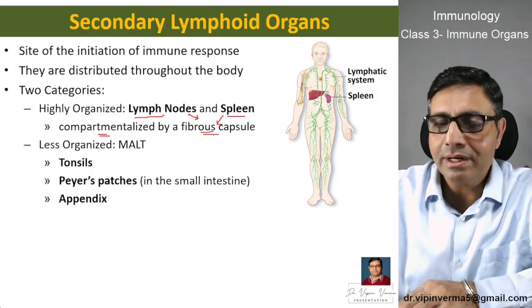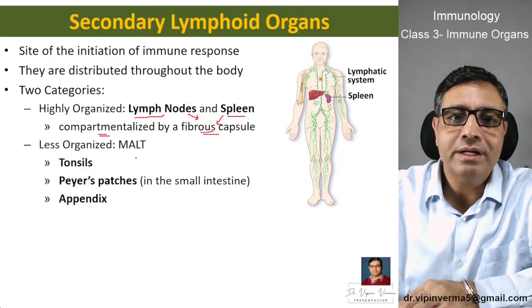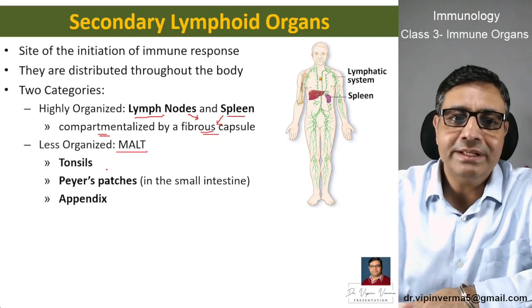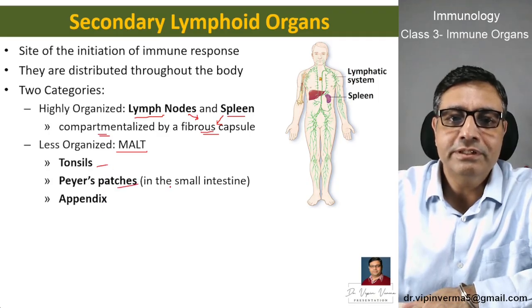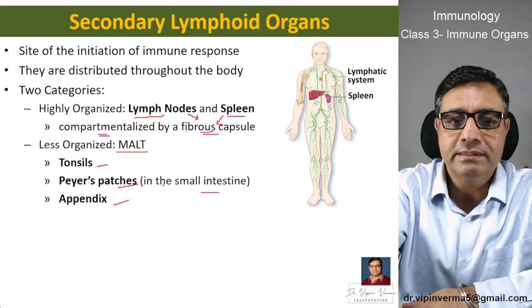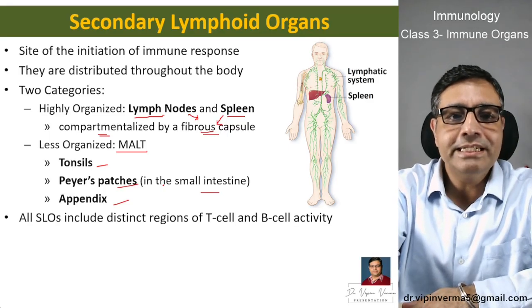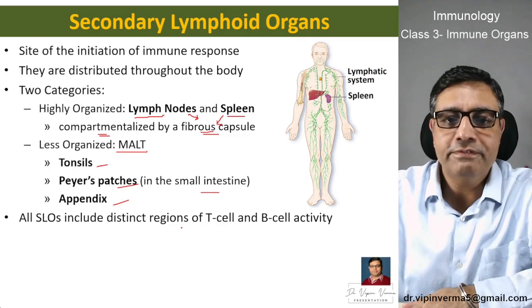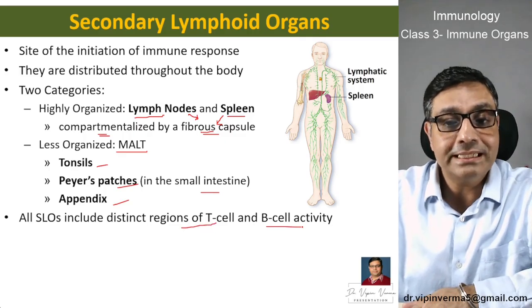While the less organized secondary lymphoid organs are known as MALT, the mucosa associated lymphoid tissue. Some examples are tonsils, Peyer's patches, which are present in the small intestine, and the appendix, apart from some others which we will discuss. All secondary lymphoid organs include distinct regions of T cell and B cell activity.